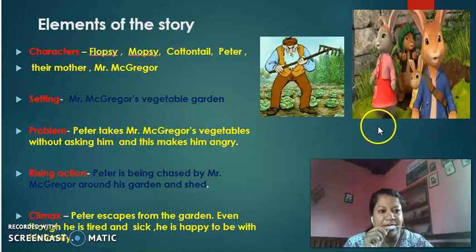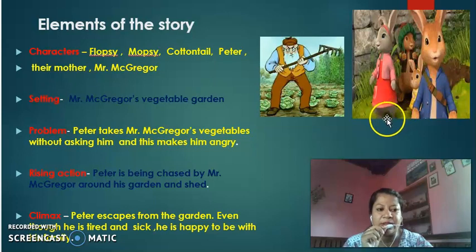And we have the rabbits over here. All the characters are rabbits. They are imaginary because rabbits cannot talk. Okay, over here you would find the rabbits talking and doing very, very naughty things. Okay, the setting is in Mr. McGregor's vegetable garden. Okay, so this is where the story is set.